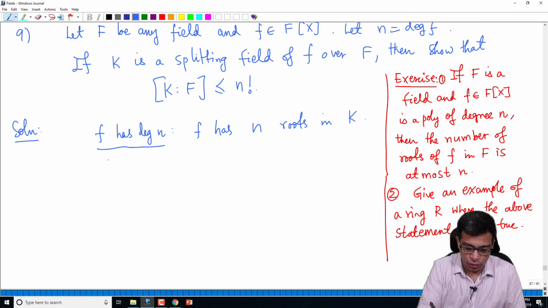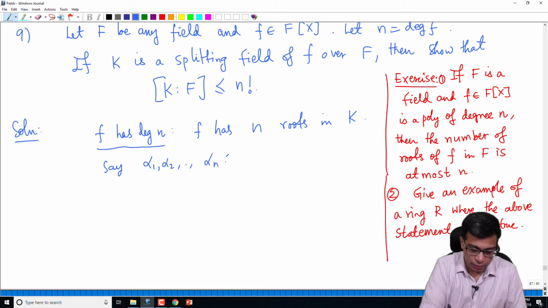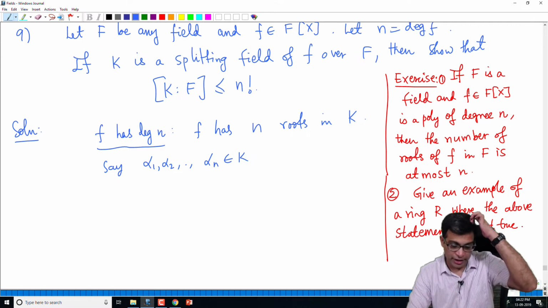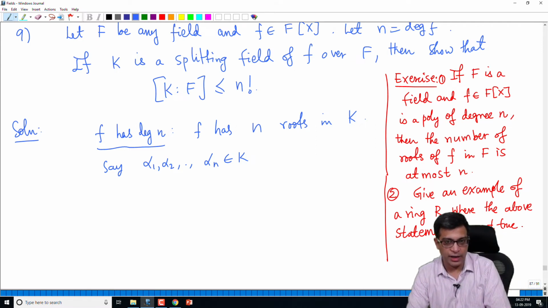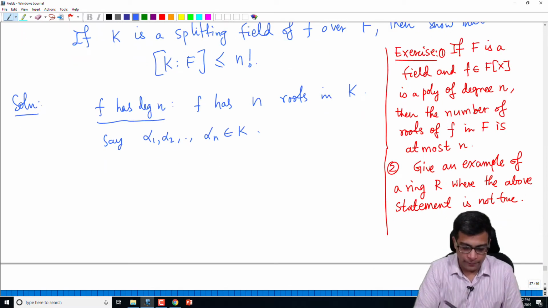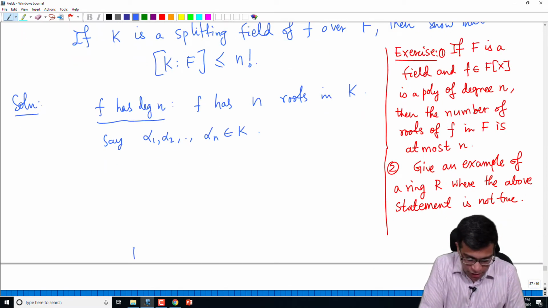Okay, so let's say alpha 1, alpha 2, ..., alpha n, because it splits completely in capital K, right? So all the roots are there. It is possible that there are less than n roots, but then the degree of the extension will be even smaller, as you will see. Okay, so then what we do is start with F.